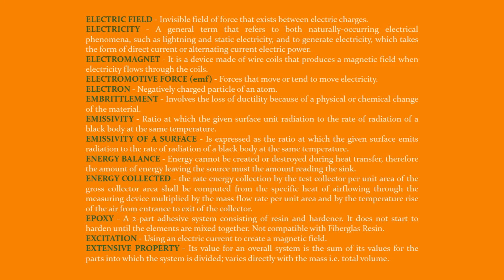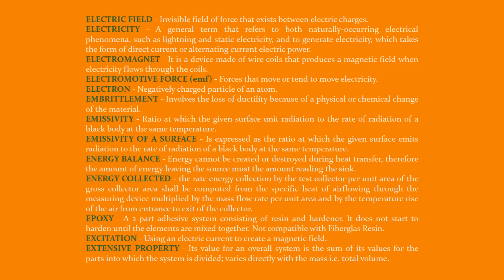Electricity. A general term that refers to both naturally occurring electrical phenomena, such as lightning and static electricity, and to generated electricity, which takes the form of direct current or alternating current electric power. Electromagnet. It is a device made of wire coils that produces a magnetic field when electricity flows through the coils. Electromotive force, EMF. Forces that move or tend to move electricity. Electron. Negatively charged particle of an atom.